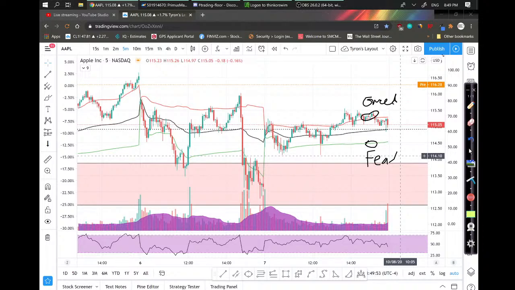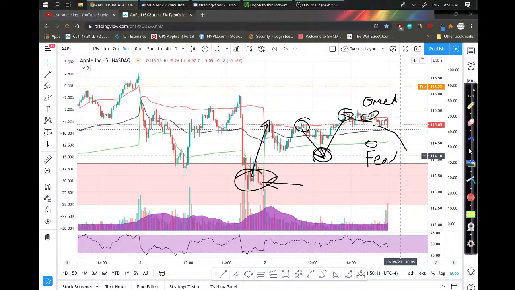This is the way that I like to look at it, okay? So the top is the greed, the bottom is the fear. Every time people get fearful, institutions come in, buy, and it goes back up, right? And then when people get greedy, institutions sell, and it goes back down. They get fearful, institutions buy, it goes back up. Greedy, sell, goes back to the middle, or goes back down, right?